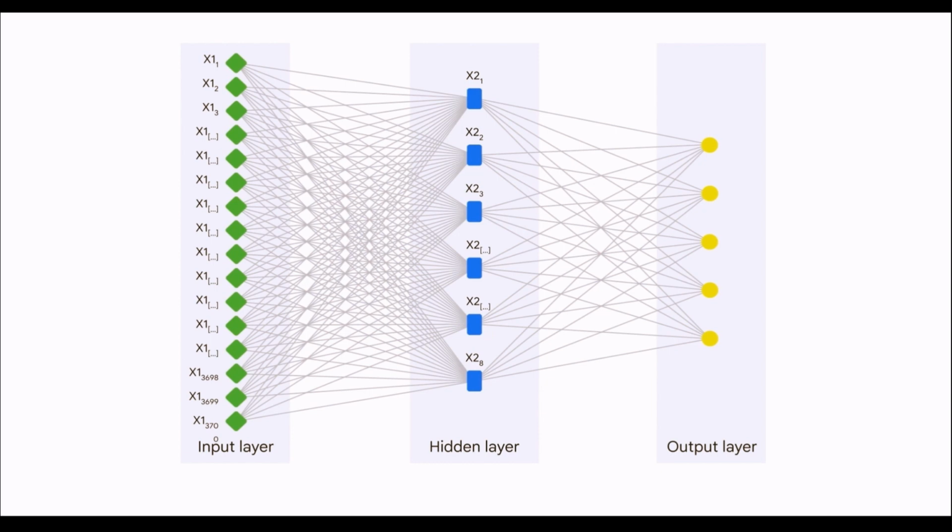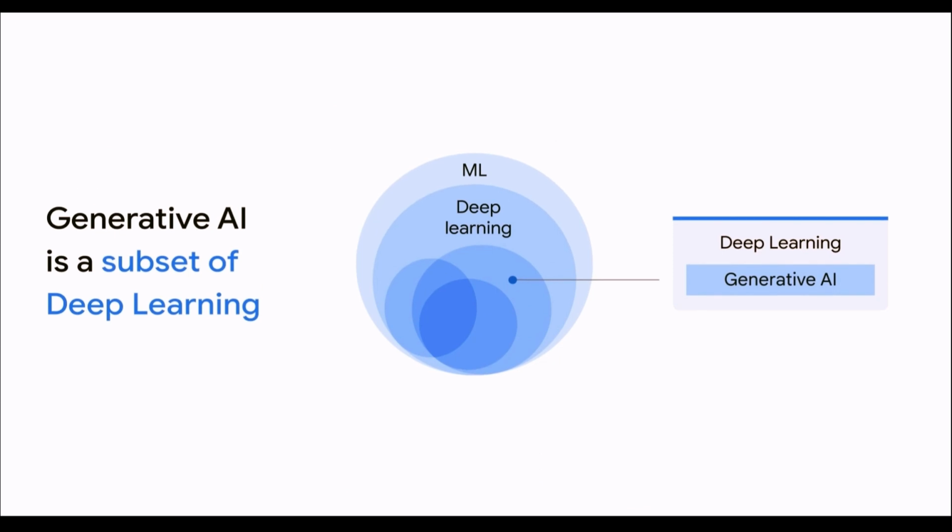In semi-supervised learning, a neural network is trained on a small amount of labeled data and a large amount of unlabeled data. The labeled data helps the neural network to learn the basic concepts of the task, while the unlabeled data helps the neural network to generalize to new examples. Now we finally get to where generative AI fits into this AI discipline.